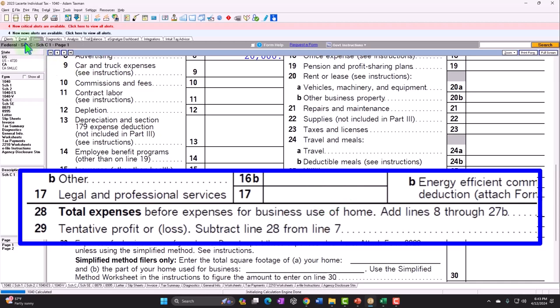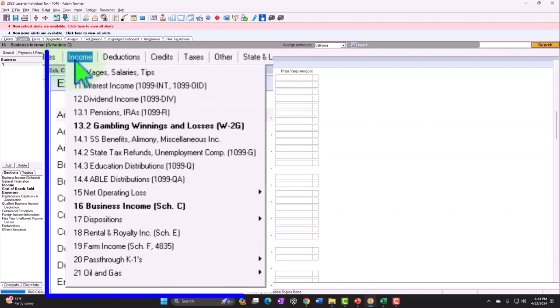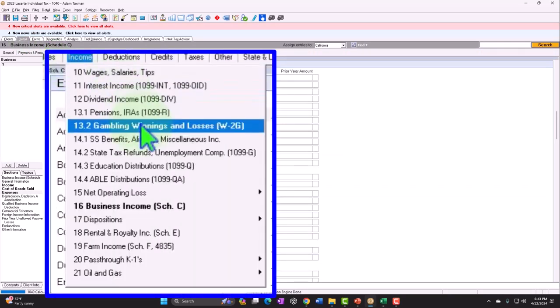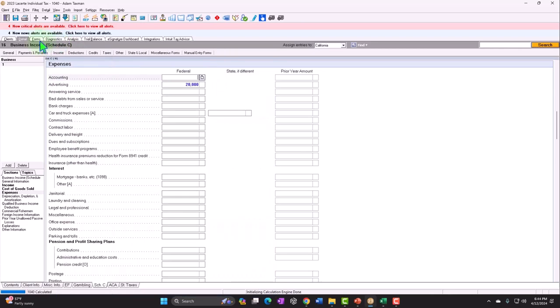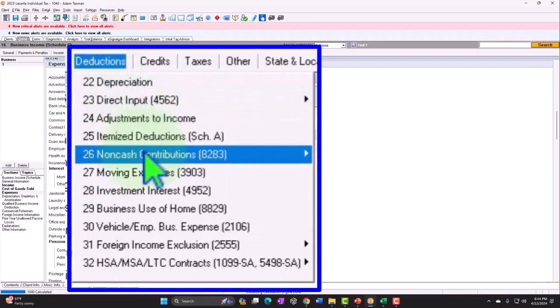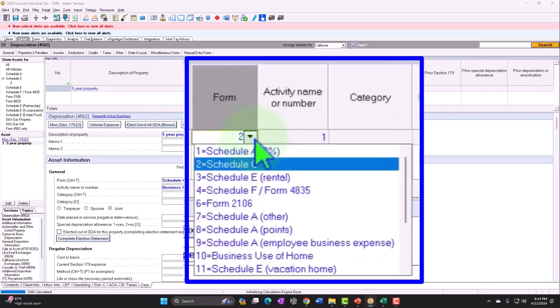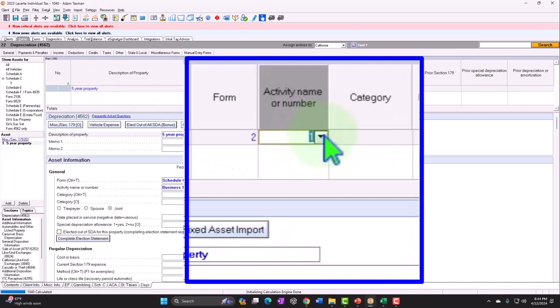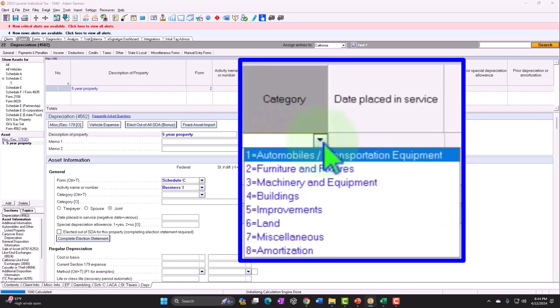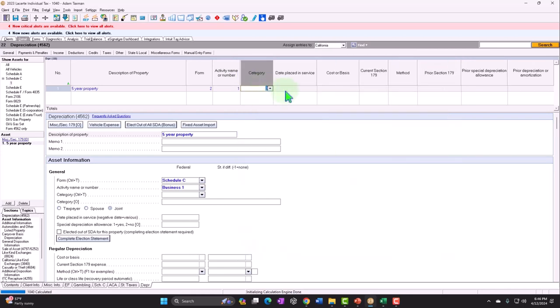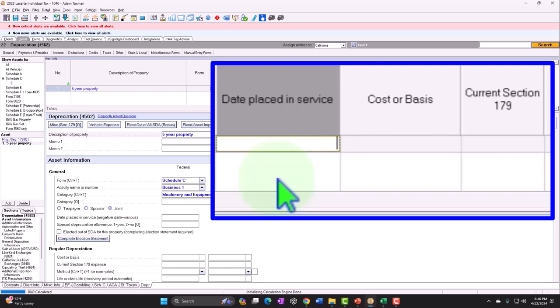So for example, let's say we bought equipment. I'm going to go over here and say that we bought depreciable stuff. And I'm just going to call it 5-year property for now. We'll get into how long you have to depreciate it and so on later. It's going to the Schedule C, and it's going to be business one. The category I'm going to call it is machinery. Let's start putting it as if we bought it in the current year, 2023.